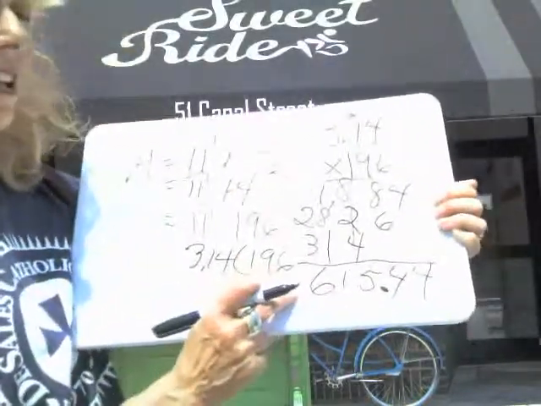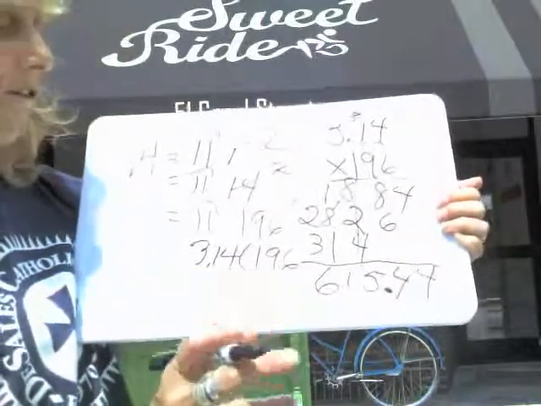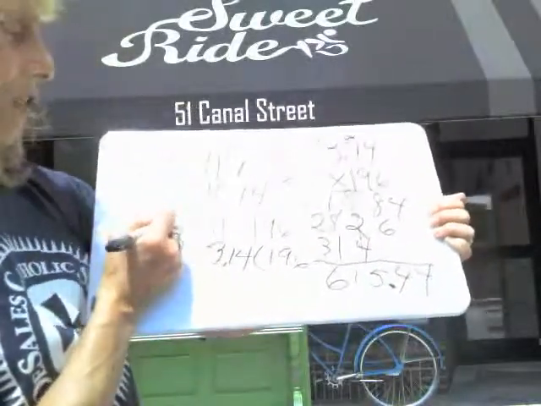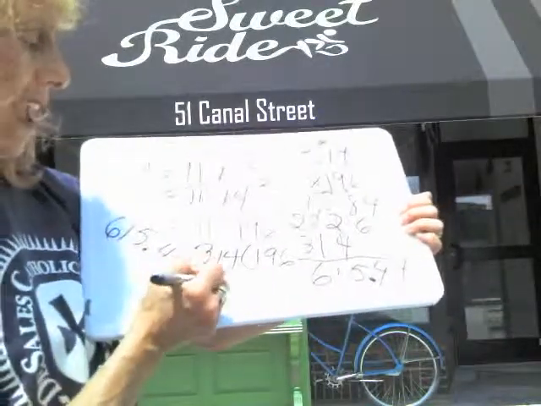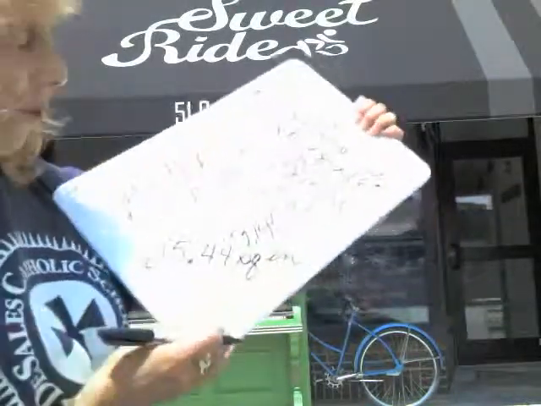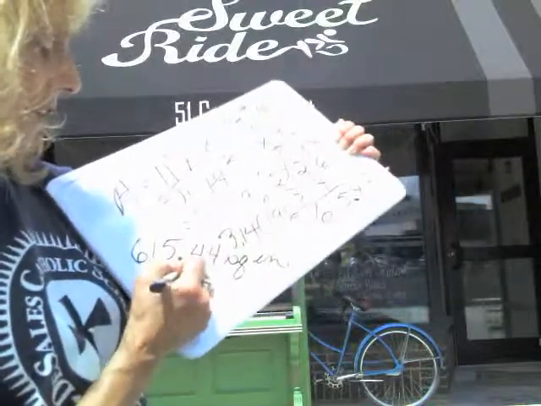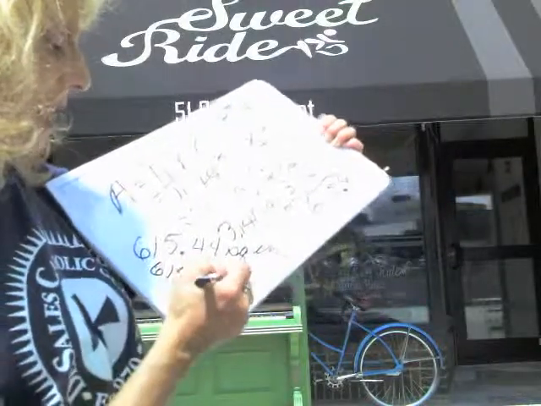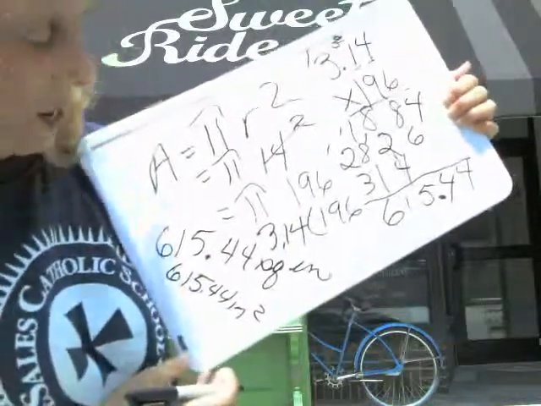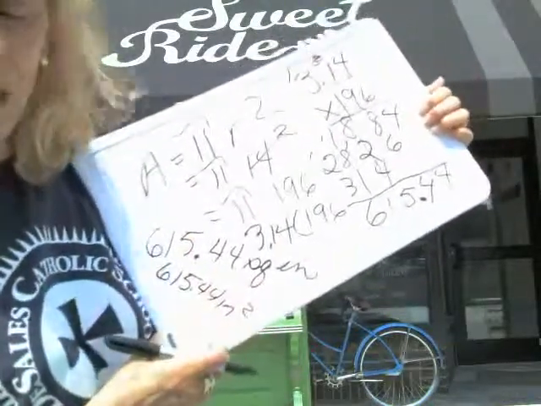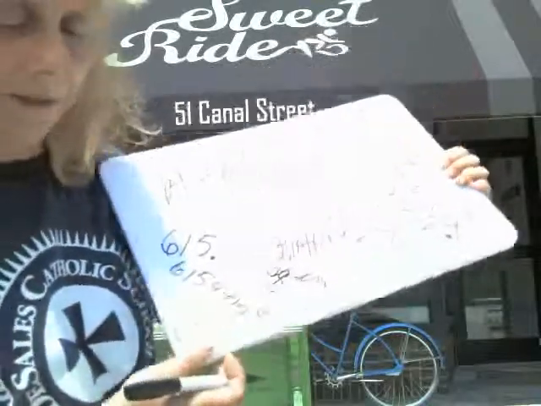So we're going to label it square units, whatever I use. So it's 615.44 square inches. Of course, we can also write it 615 inches squared. Be careful you do not put the square on your answer.